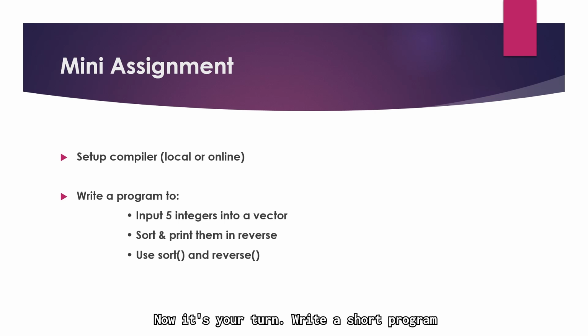Now it's your turn. Write a short program where the user inputs 5 integers. Store those integers in a vector, then sort the vector and print the numbers, but in reverse order. To do this, use sort followed by the reverse function. This small exercise helps you get comfortable with STL syntax and with compiling and running C++ code in your setup.